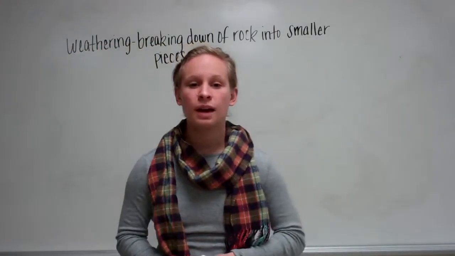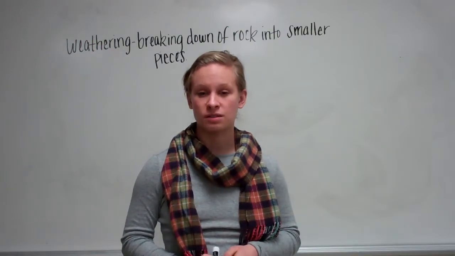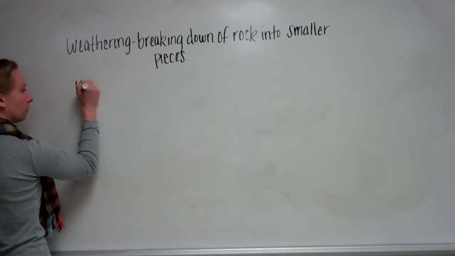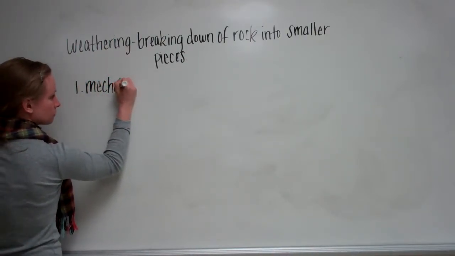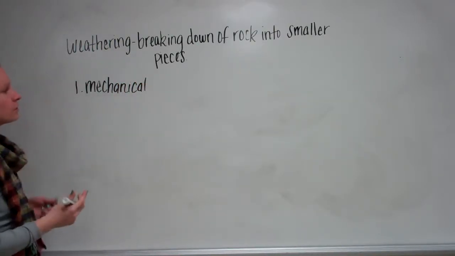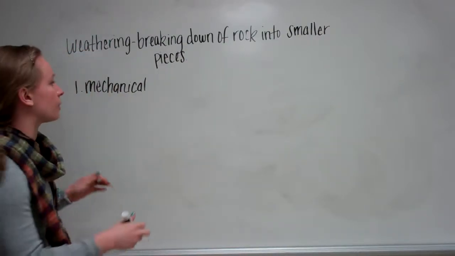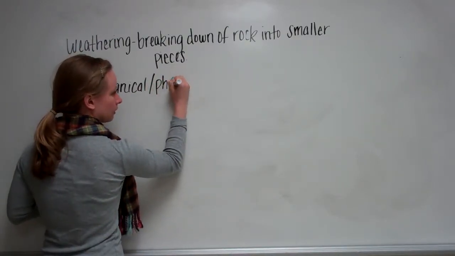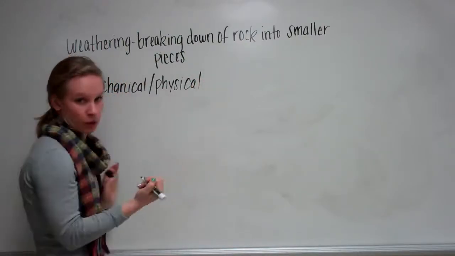And so we have two types of weathering that we can see. We have something called mechanical weathering, and we also have something called chemical weathering. So let's write this down. And you might also see mechanical weathering referred to as physical weathering. So I'll go ahead and write that down as well. Or chemical weathering.